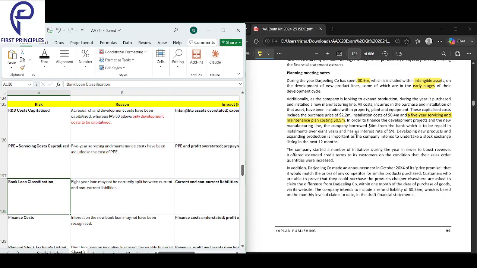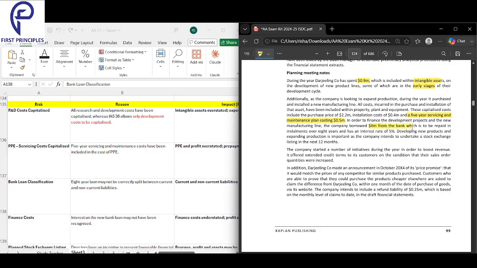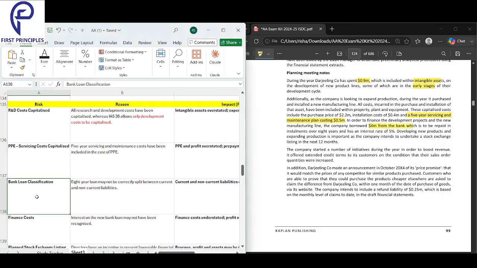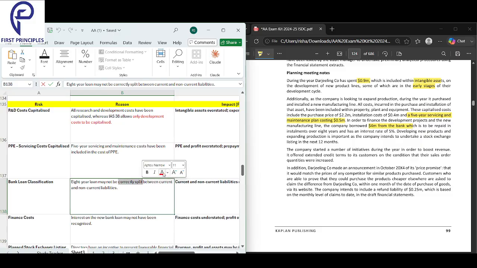Next, in order to finance the development projects and the new manufacturing line, the company has borrowed 4 million from the bank. So they have borrowed a 4 million loan. So this is a risk over here. What is the risk here? That there will be an incorrect split between current and non-current liability.